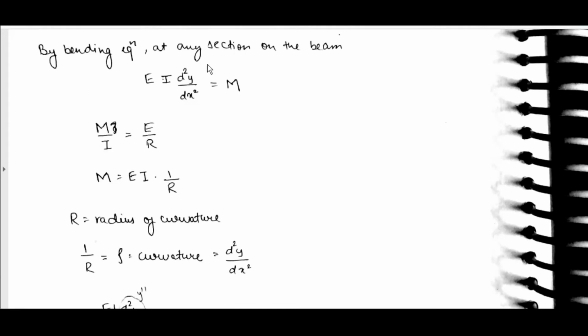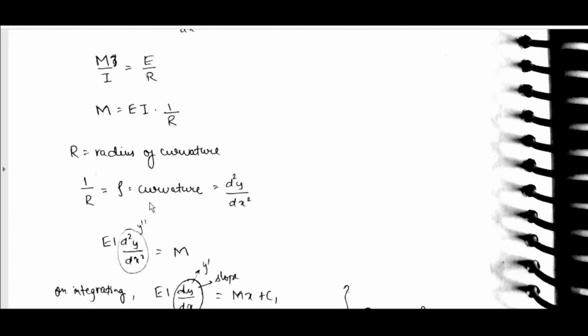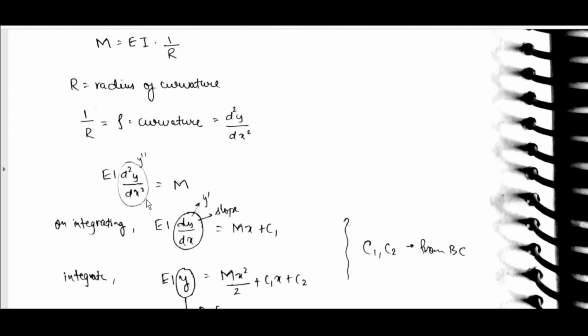Method: by bending equation at any section of beam, M by I is equal to E by R, M is equal to EI into 1 by R. 1 by R is radius of curvature, 1 by R is equal to curvature is equal to d square y by dx square. EI d square y by dx square is equal to M.